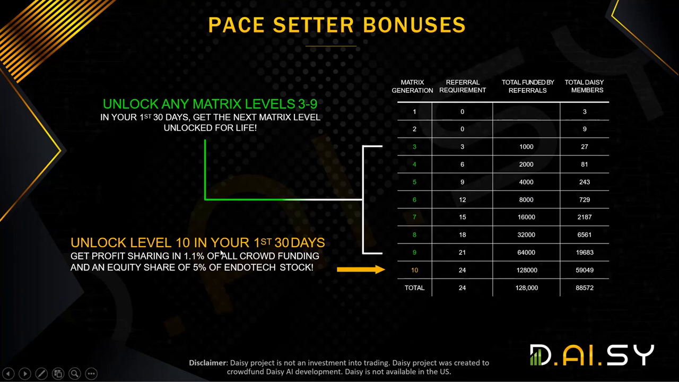If you unlock level 10 in your first 30 days with the amount of people that you bring, you will get profit sharing in 1.1% of all crowdfunding and an equity share of 5% of Endotech. This is not the initial 5% that we talked about for being part of DAISY. This is a second 5% if you unlock level 10 in your first 30 days.